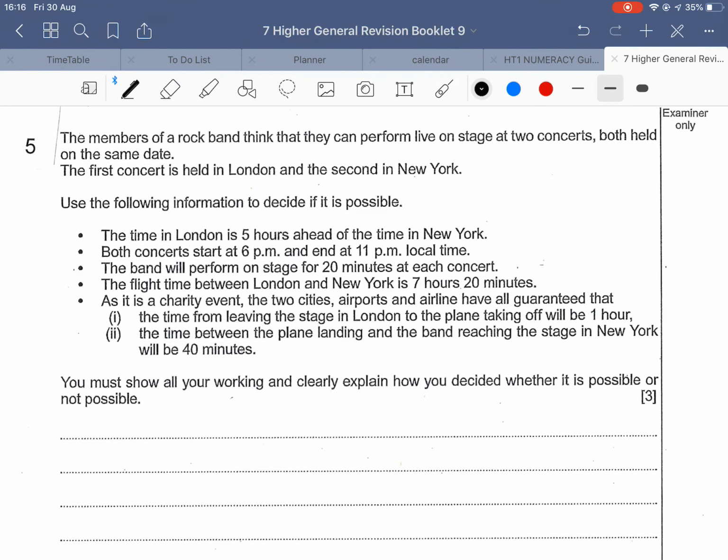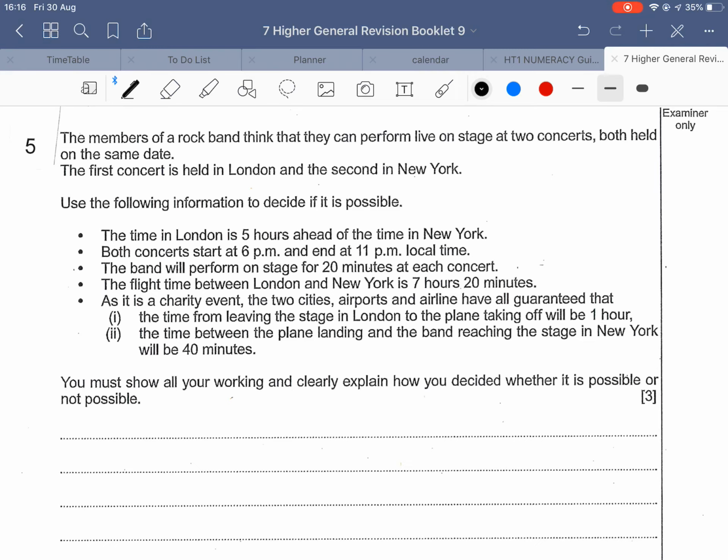Question 5. The members of a rock band think they can perform live on stage at two concerts, both held on the same date. The first concert is held in London and the second in New York. Use the following information to decide if it's possible.